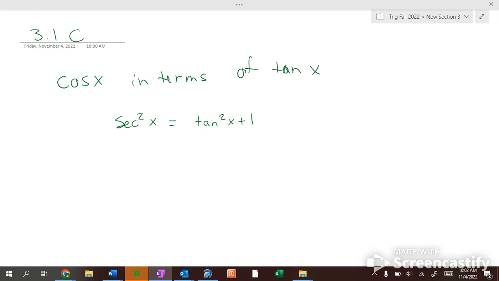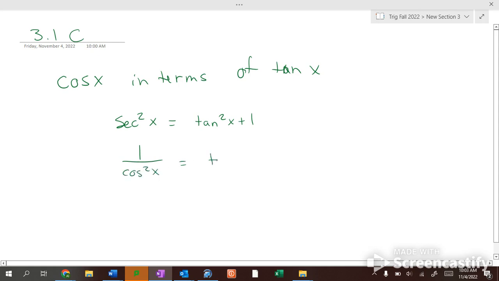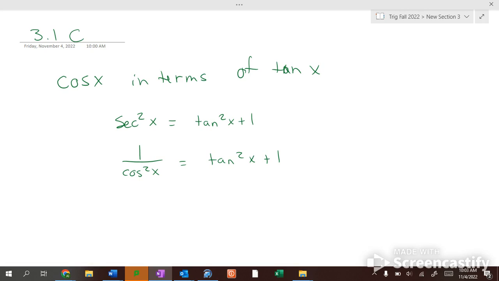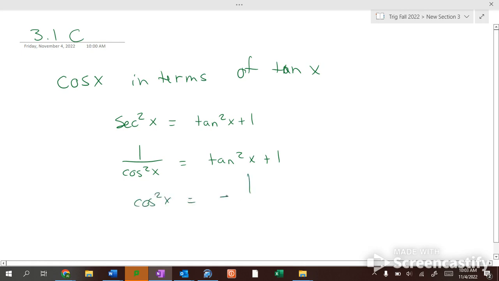Then, let's change secant into cosine. So secant squared is 1 over cosine squared of x. But I want cosine, not 1 over cosine. So I have to do what on both sides? Find the, starts with an R, R-E, R-E-C, a reciprocal. Yeah, take the reciprocal of both sides. So cosine squared of x equals 1 over tangent squared of x plus 1.